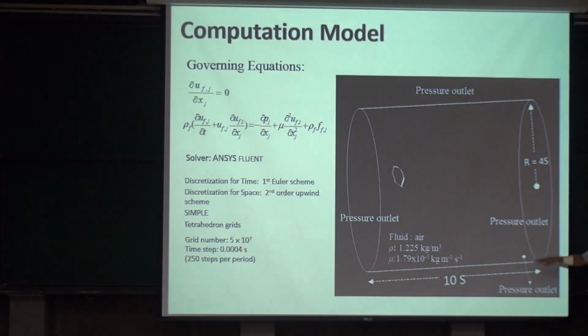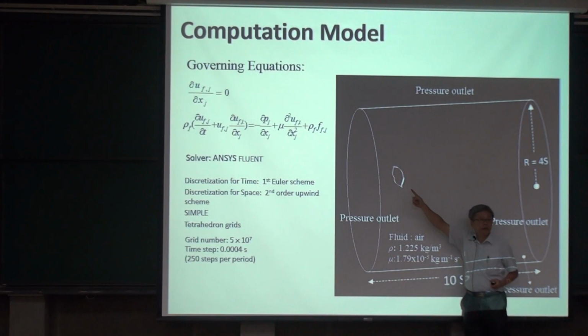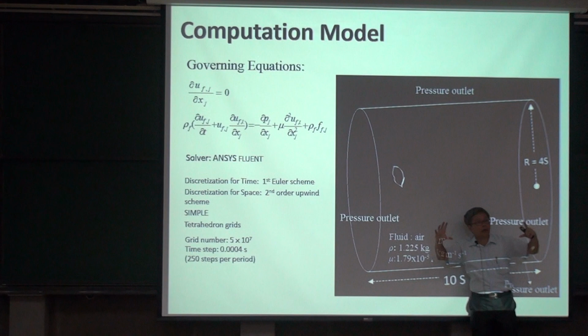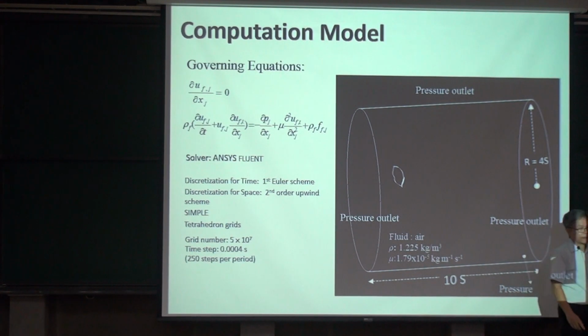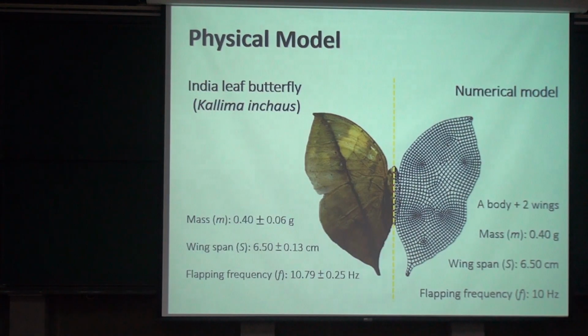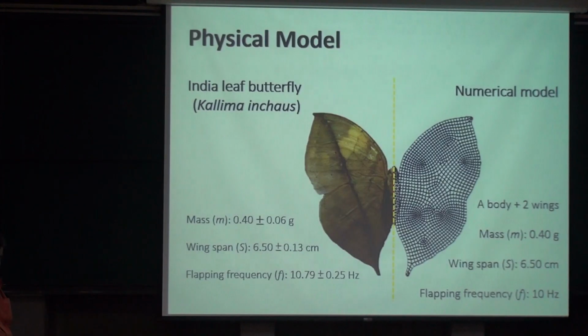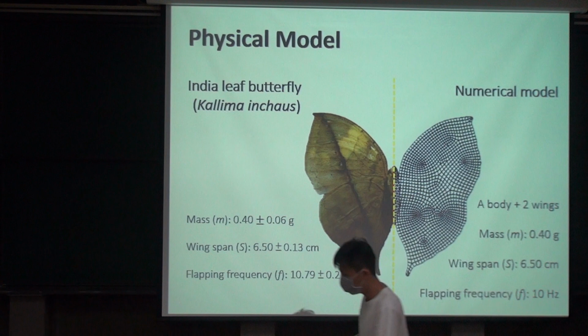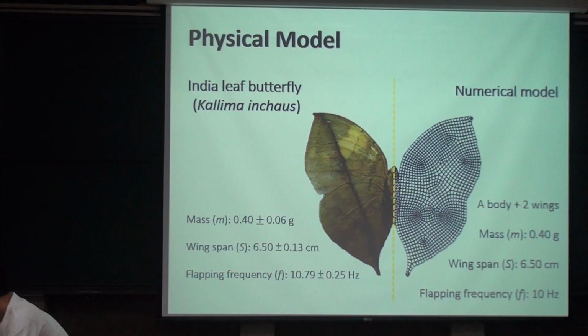But the grid here is different from here. We have three layers of grids. And the most difficult part for the vertical simulation is to find the real data to verify it.